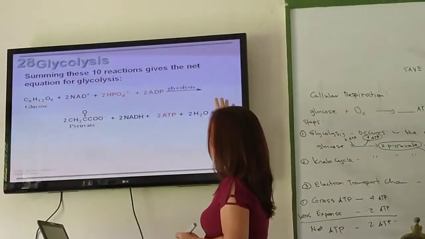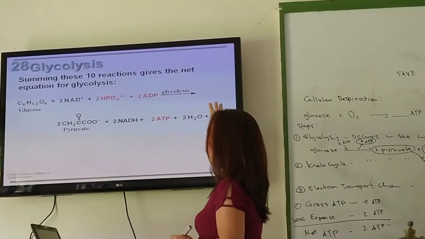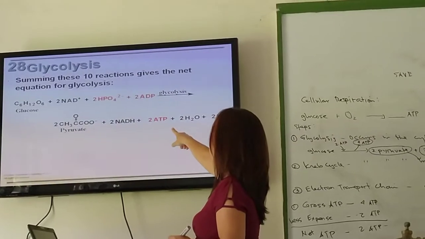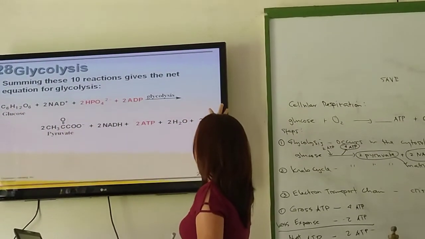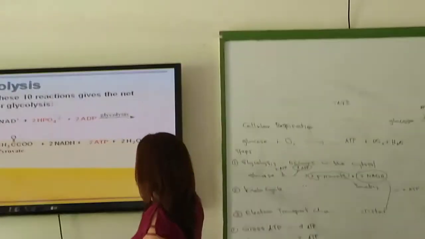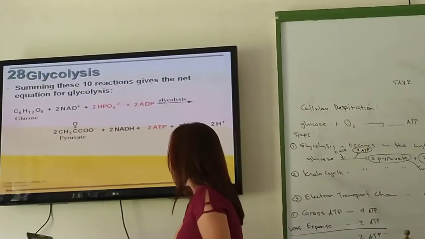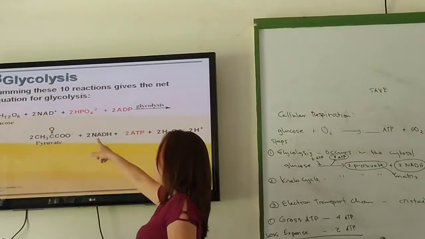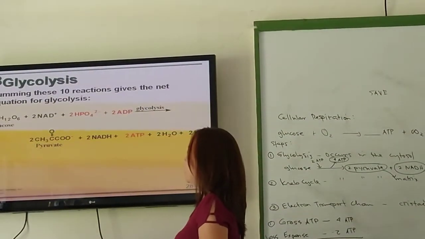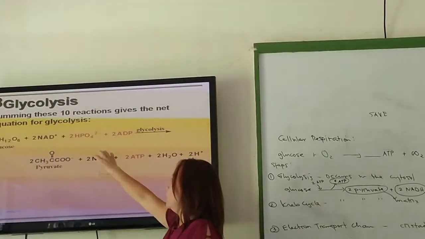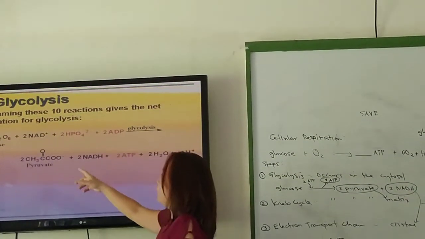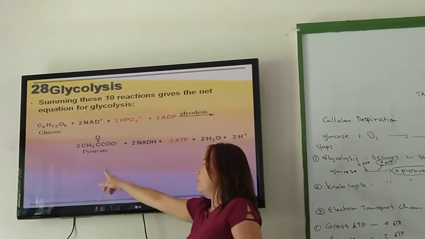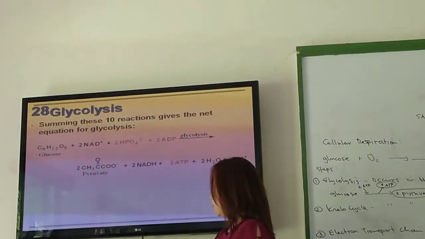Now, to summarize, we have this: 2 molecules of pyruvate, 2 ATP molecules net. We have water molecules, and of course, we have the electrons trapped by the NAD. So these 2 NADH should be brought to the free state, and the 2 molecules of pyruvate to the matrix.